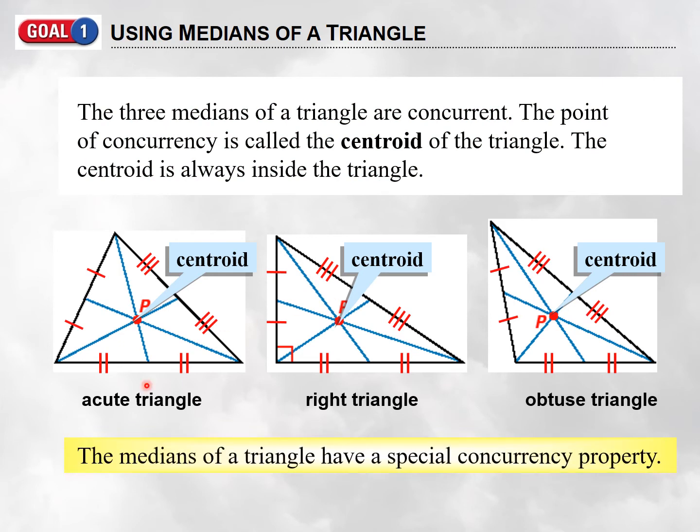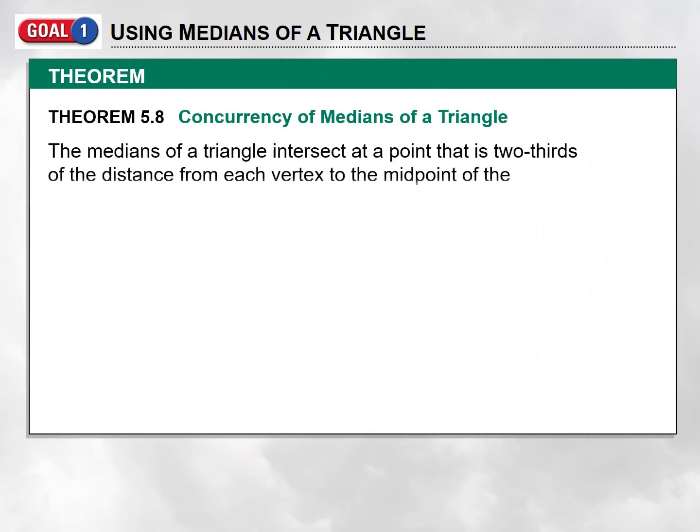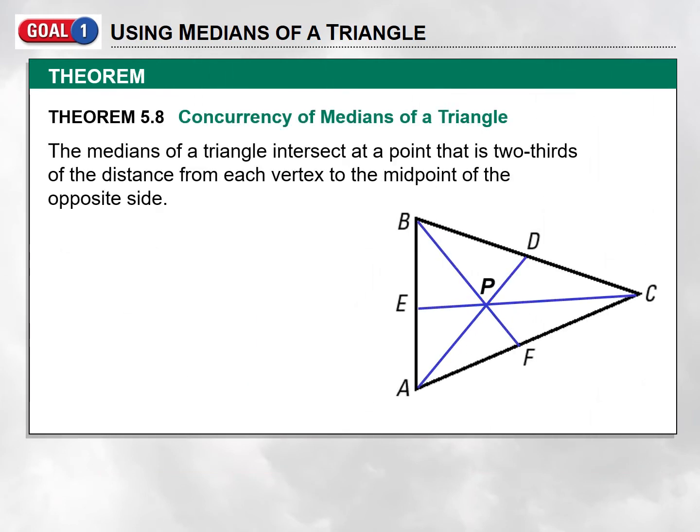The medians of a triangle have a special property. Look at this here. This is the case of the acute triangle, this is the case of the right triangle, and this is the case of the obtuse triangle. Now let's check the first theorem of this lesson, the concurrency of medians of a triangle.